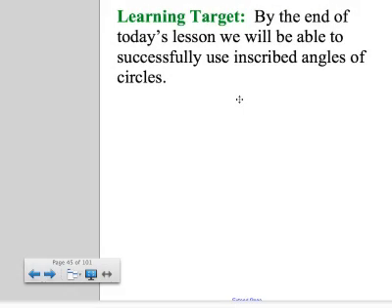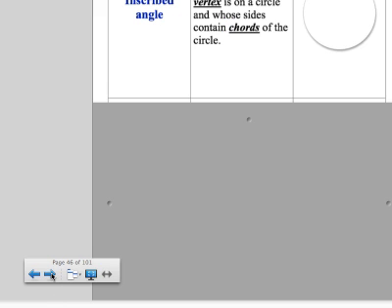All right, as we continue our discussion here in Chapter 10, we're looking at Section 10.4, using inscribed angles and polygons. And so again, we're going to continue our discussion involving circles. So first of all, some vocabulary. An inscribed angle is an angle whose vertex is on a circle and whose sides contain chords of the circle.